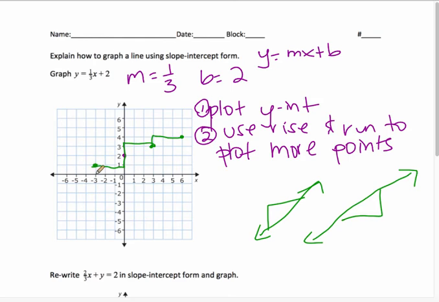Let me go one more time. Down 1 over 1, 2, 3. Okay, and then I use a straight edge and make a line. Remember, your line does not just go from one point to the other. It goes through the points, okay, and then there's arrows on the end of this.